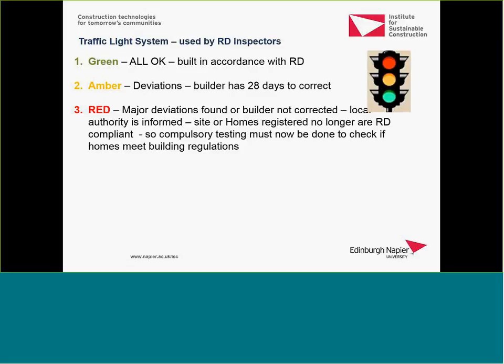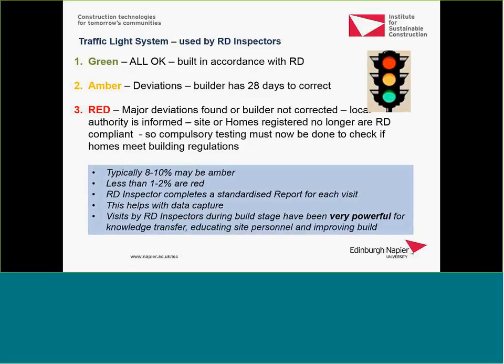The sites or homes which are registered are no longer registered with robust details, they're not compliant, and so compulsory testing is then required to meet the local authority building control requirements. Typically, some of the amber visits, particularly on some of the new innovative systems, might be 8 to 10%, so there's a chance to correct.